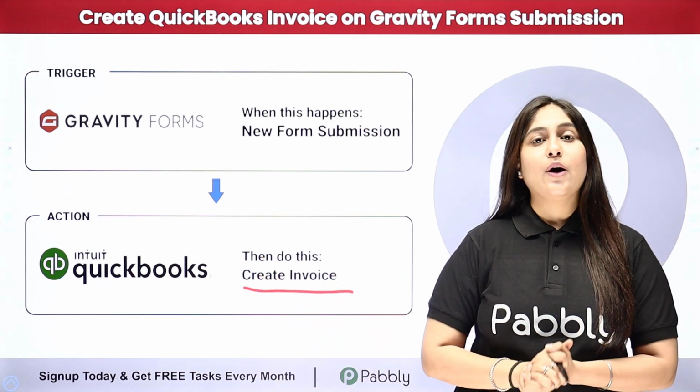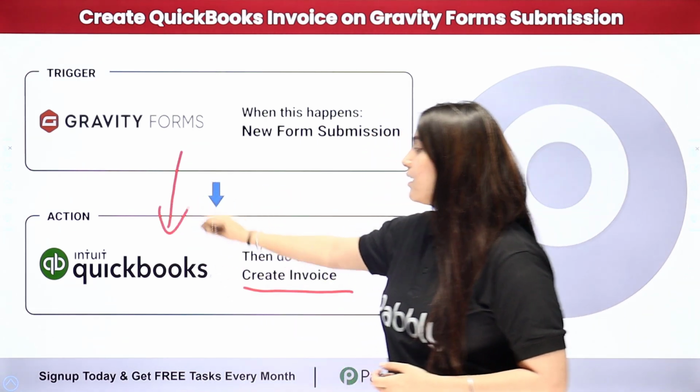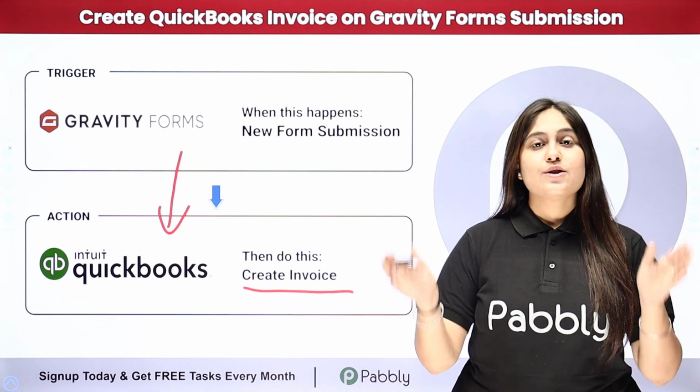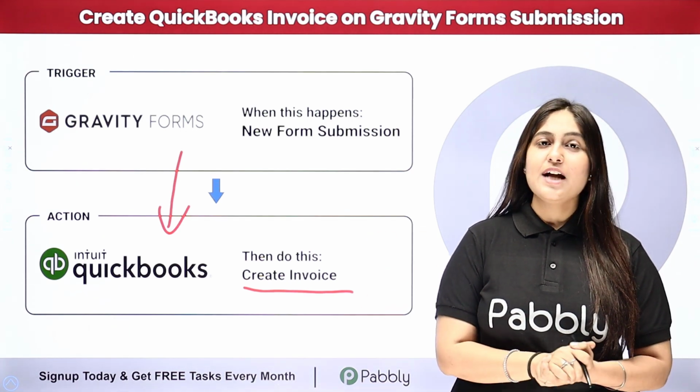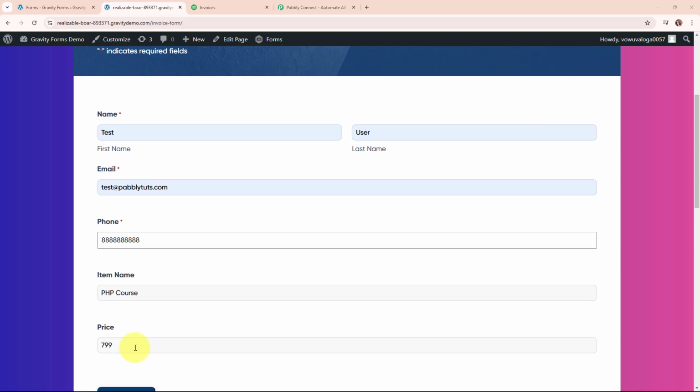So now here, to automate the entire process, I need to connect my Gravity Forms with my QuickBooks account using an automation software named Pabbly Connect. So to see the working of this automation and to learn this process step by step, let me take you to my screen. Welcome to my screen.